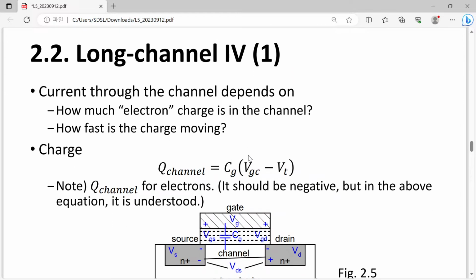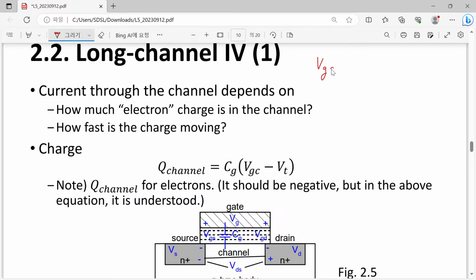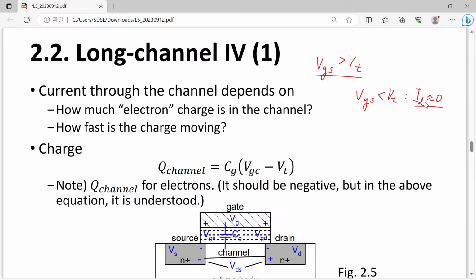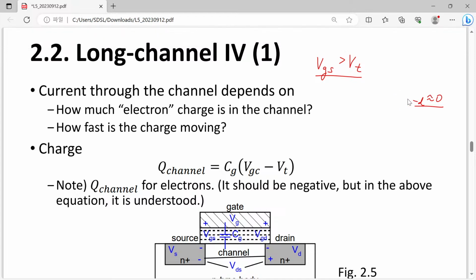So now let's go to the long channel IV characteristics. Still we will say that the gate source voltage is higher than the threshold voltage. And of course, if we don't have such a condition, then we will treat the current as just 0, but I will explain it later. So for a while, just think about this condition. Now your transistor is beyond the threshold voltage, so you have an inversion channel.